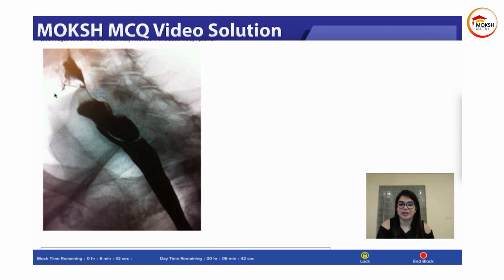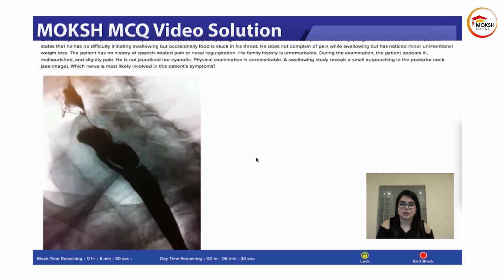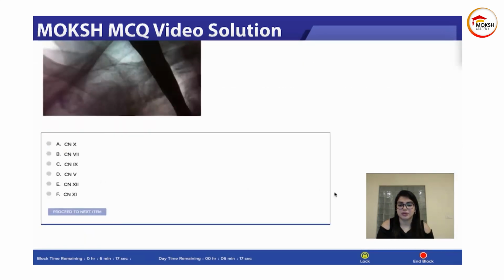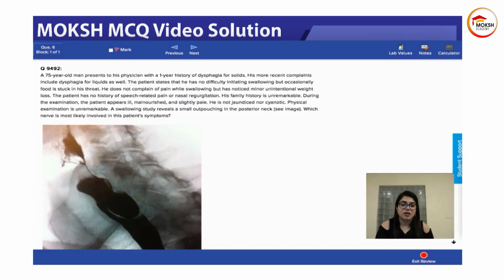What do you think? What do you see here? This outpouching. This is the Zenker's diverticulum. Now the question was, what nerve is involved? If there is dysphagia in a person who has a Zenker's diverticulum, what nerve is responsible for the symptom? Here are your options. Let me know your answers quickly. Yeah, vagus. Correct.